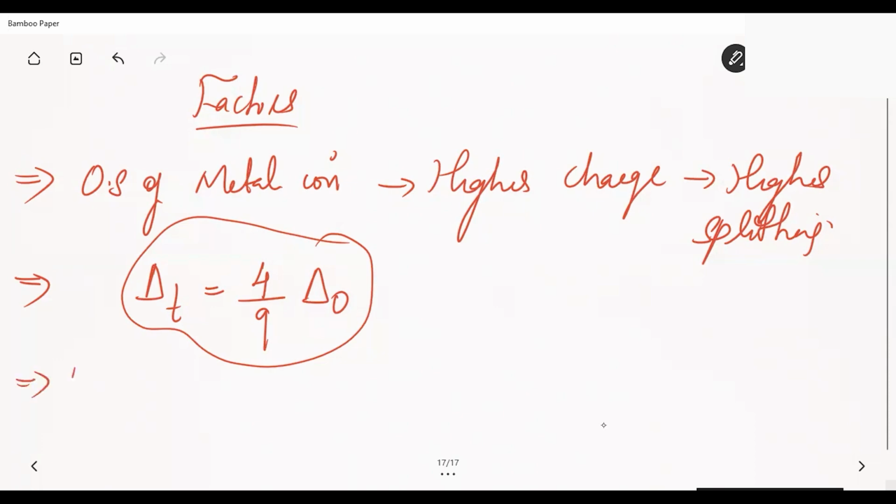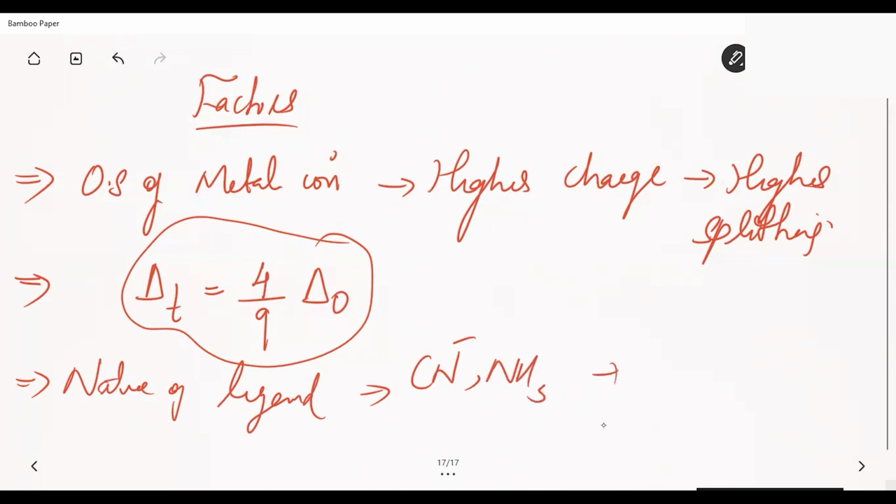Then the third one is nature of ligand. Nature of ligand is also a factor. When strong ligands come, like CN minus, NH3, etc., large splitting will take place. Just the opposite for weak ligands, which cause a small degree of splitting. I'm not writing that.